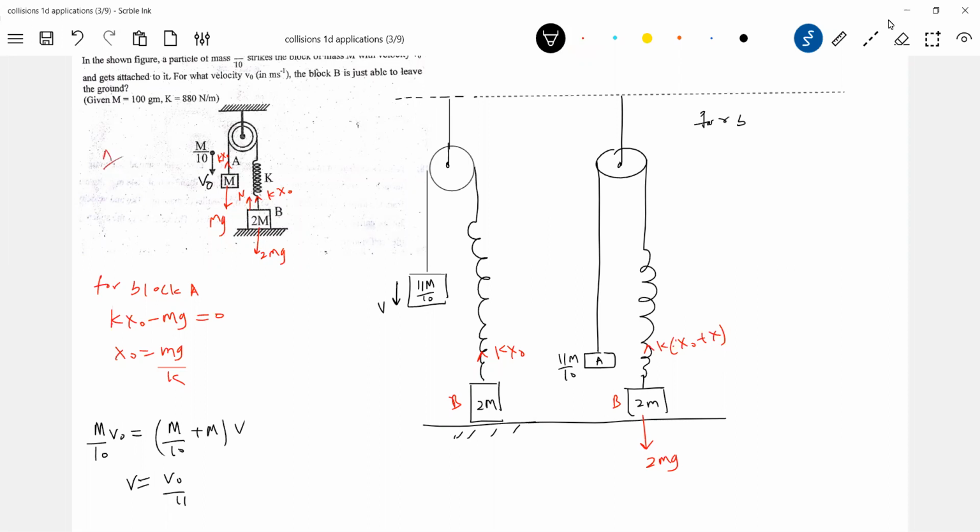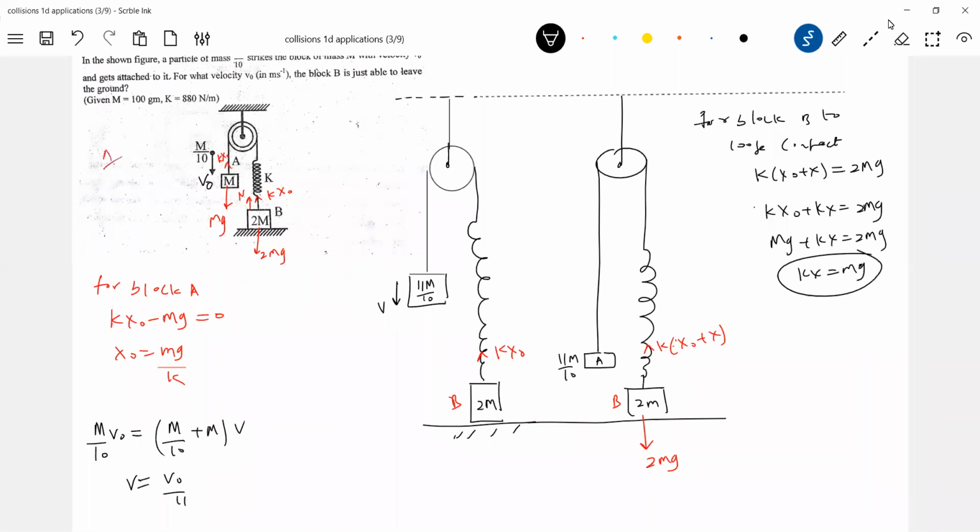For block B to lose contact, kx naught plus x should be equal to 2mg. Let me directly write that. Mathematically, you should write kx naught plus x greater than or equal to 2mg. Kx naught is equal to how much? Equal to mg. So therefore, kx naught plus kx equal to 2mg. Kx naught equal to mg. So kx equal to mg.